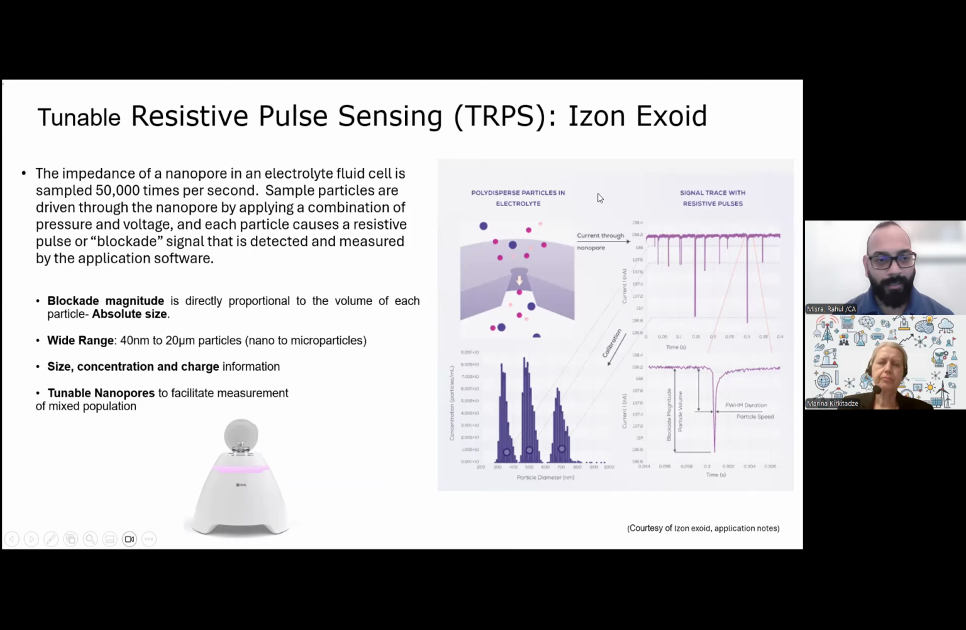In technical terms, they call these signals blockade magnitude. Blockade magnitude is directly proportional to the volume of each particle, so you're measuring the absolute size of the particle. As I mentioned, it has a wide range from 40 nanometers to 20 microns. You can measure size, concentration, and charge information from this technique. Nanopores facilitate measurements of mixed populations. If you have populations of different sizes, you can change the size of the nanopore and use the appropriate one, and every nanopore has a certain range of particles to work with.